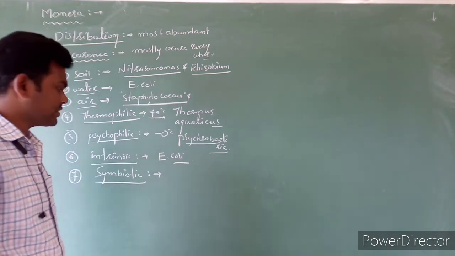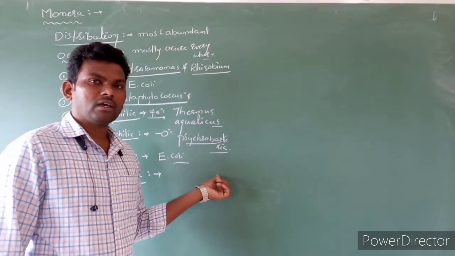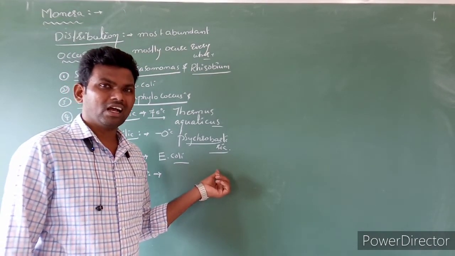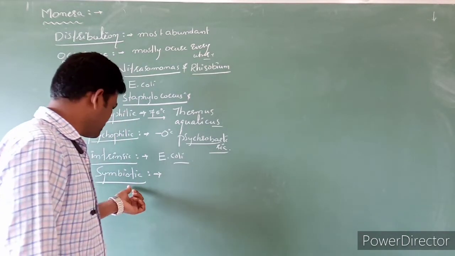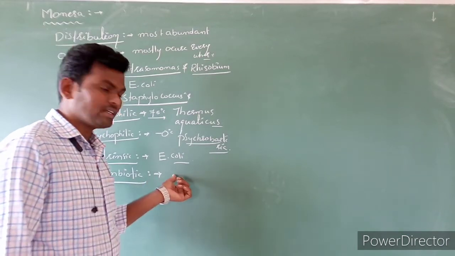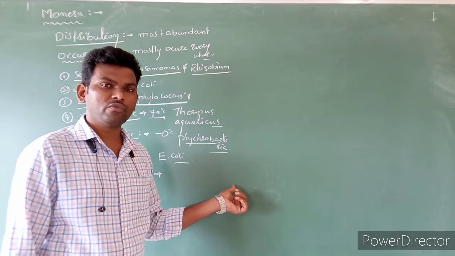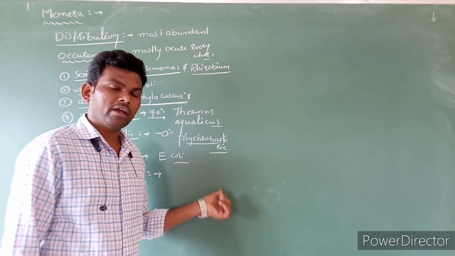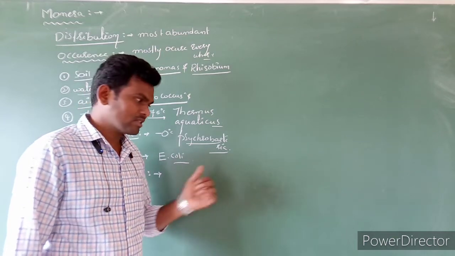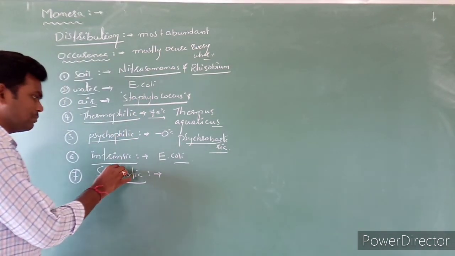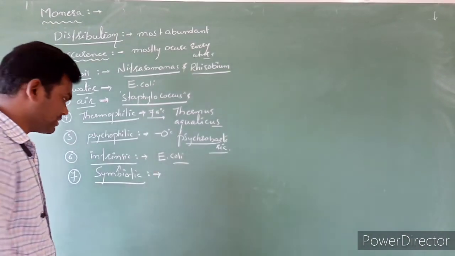What is symbiotic nature? In this symbiotic nature, it is a mutual relationship between two organisms. Symbiotic relation means a mutual relationship between two organisms. In this mutual relationship, both have the benefit. So such a relationship is called a symbiotic relationship.